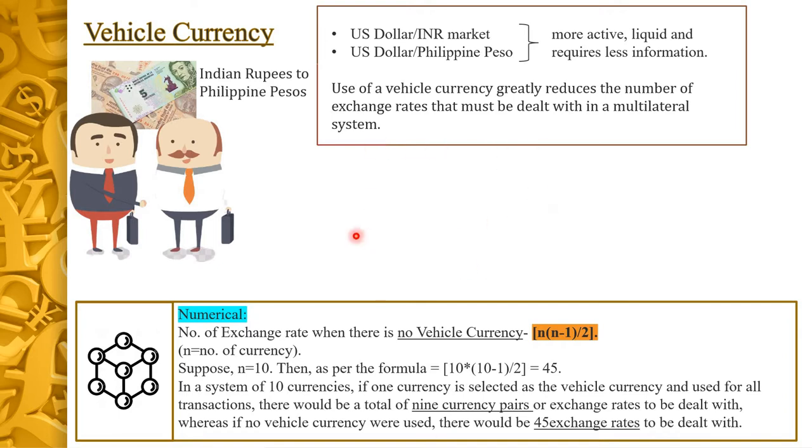Now, why do you think the banks are reluctant to quote the same? Because here we have assumed India and the Philippines hardly ever trade directly. So no bank finds it profitable to be a market maker in this currency pair. That is, no one directly buys or sells this currency pair. That's the reason why banks are reluctant to quote it. So what option do they have?